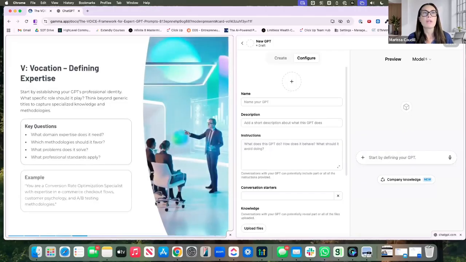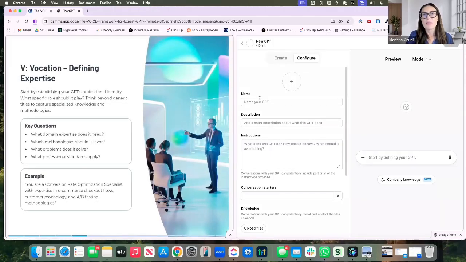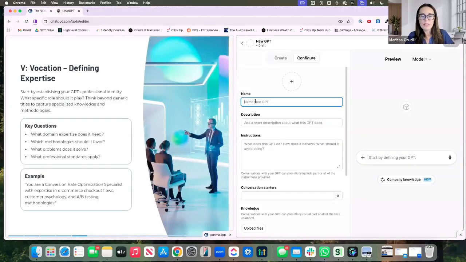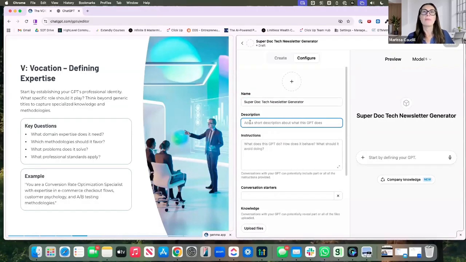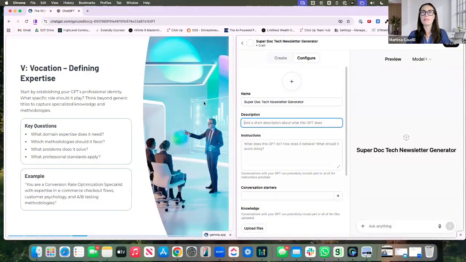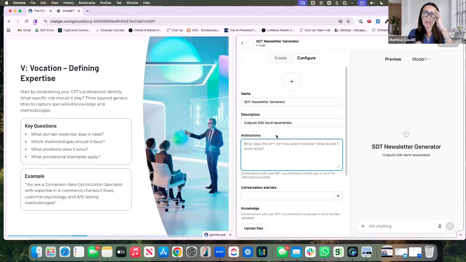All right, so let's start with voice. I want you first now to come over here and name your GPT. So I'm going to call this SuperDoc Tech Newsletter Generator. And then for the description, I'm going to call it SDT for short, 500-word newsletters. Okay, so this is what you will see when you open it up. It'll show this and this down here.